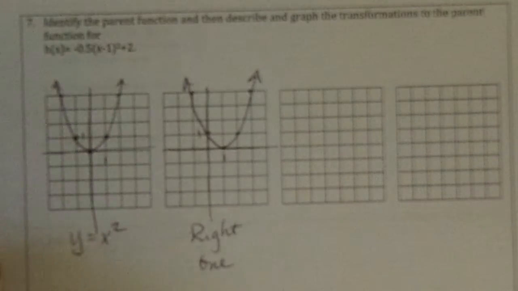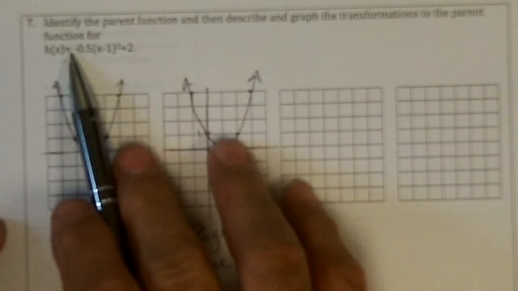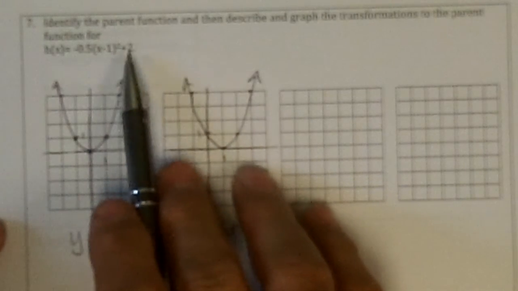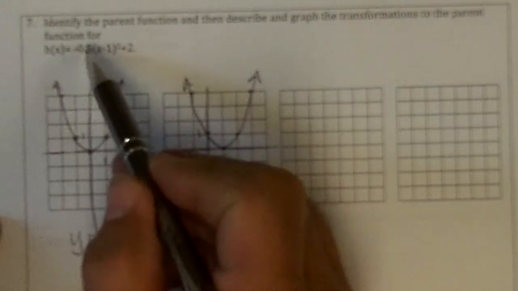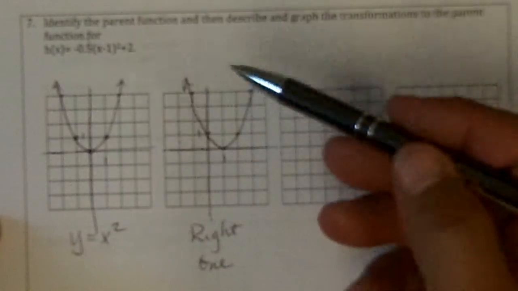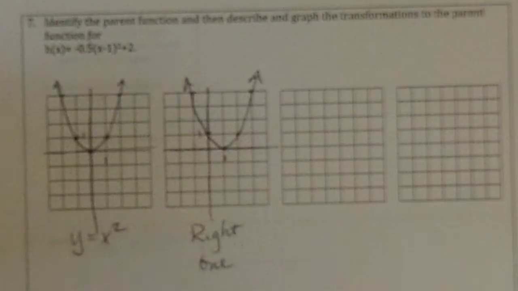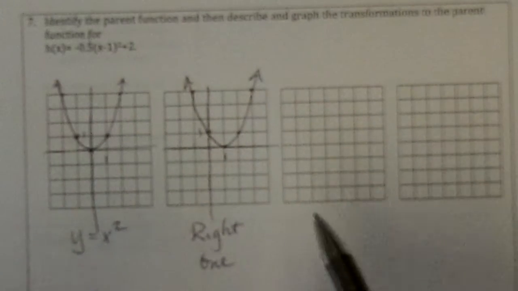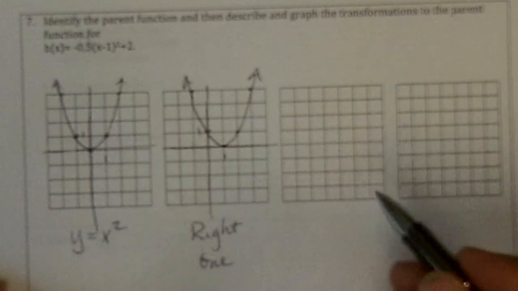And then on the outside, we start with the negative and the 0.5 and then the 2. So there's 1, 2, 3 things I've got to do. I'll just do both of these at the same time. So the negative flips it over, and the 0.5, since it's on the outside, does what it sounds like. It's a vertical stretch of a half, so it's actually a compress of a half.